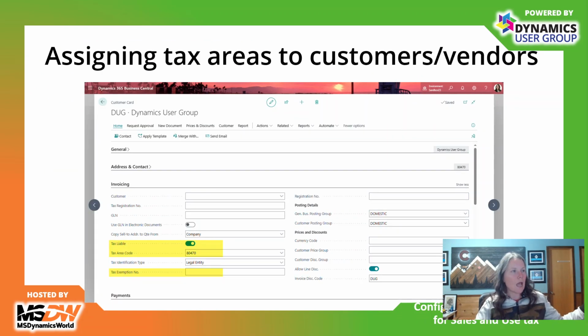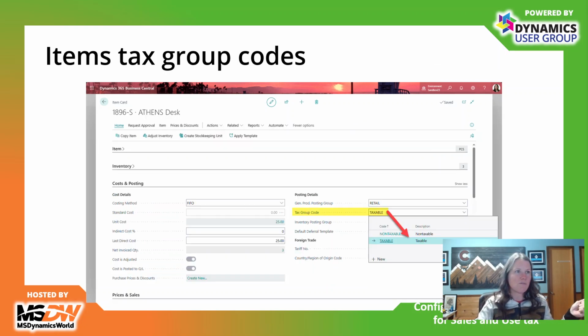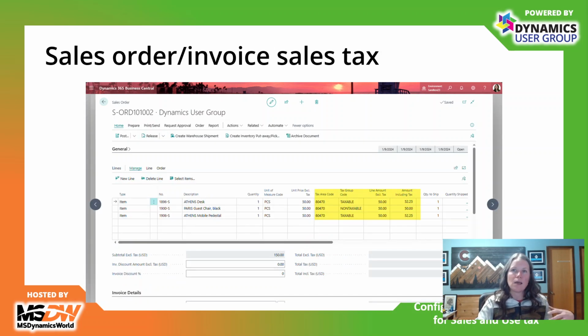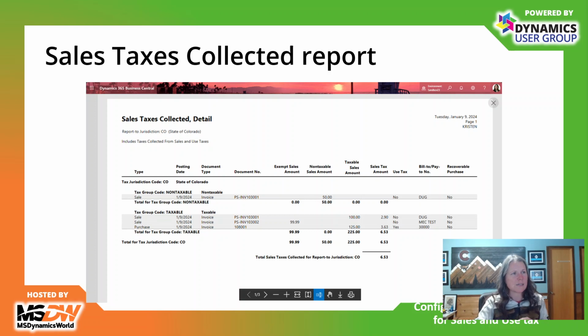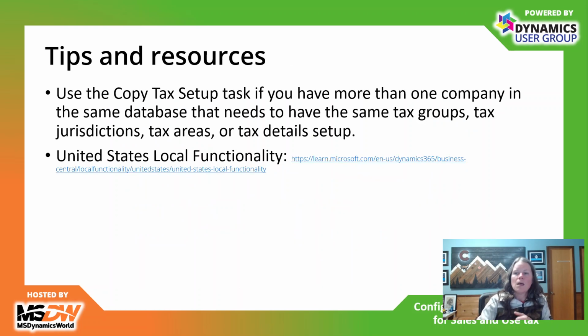So with that, let me just fast forward here. So quick recap, we talked about assigning tax area codes to customers and vendors, what an item group tax code is, showed you sales order, sales invoice, purchase invoice, those different types of things, right? And we covered the sales tax collected report.